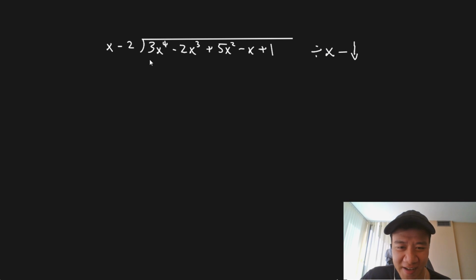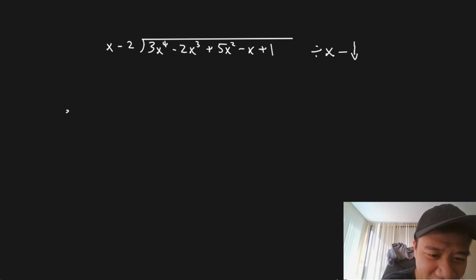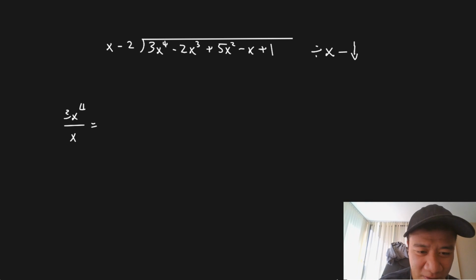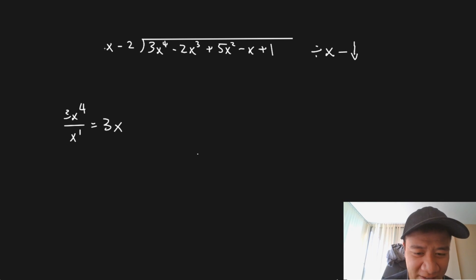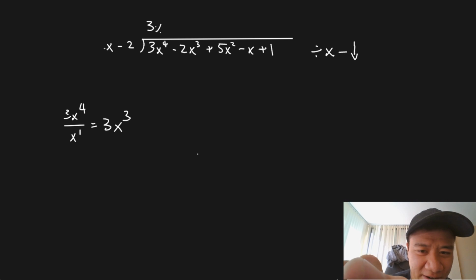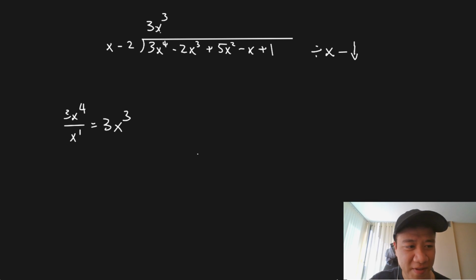What we divide is this term, the 3x to the 4, just this one, not the entire polynomial, with the x over here. Just these two. So we have 3x to the 4 over x. From the exponent rules, these have the same base, so we just subtract the exponents from each other. Then we get 3x cubed, since 4 minus 1 is 3. And then we take this and we put it up here. Awesome, so that's division.